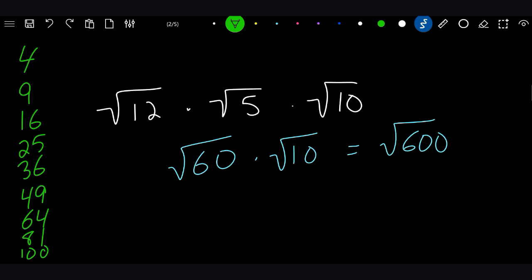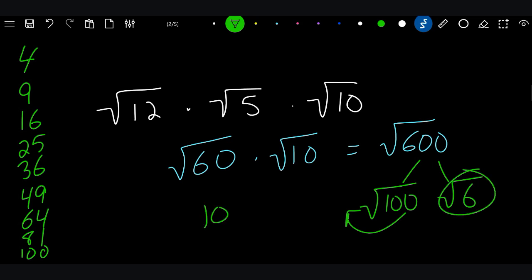100 goes into 600, okay? So we get the square root of 100, and that goes 6 times. 6 times 100 equals 600. Now what do we do? Well, solve that out. What is the square root of 100? Well, it's 10, and then we have a square root of 6 left over. So the solution to this would be 10 square root of 6. 10 square root of 6, okay? All right, so it's just a process that you just have to keep going over and keep going over.